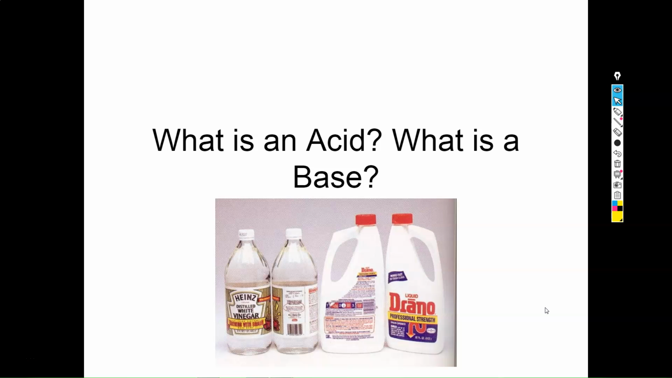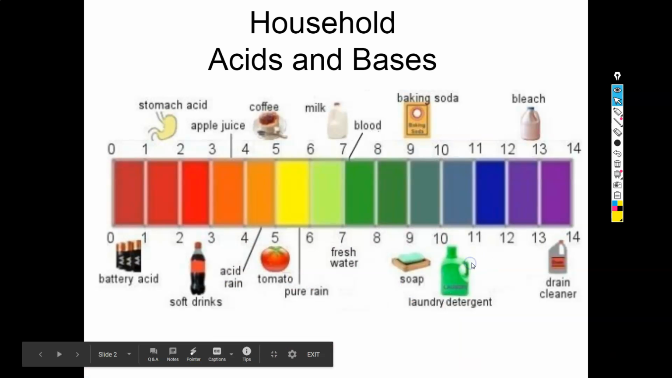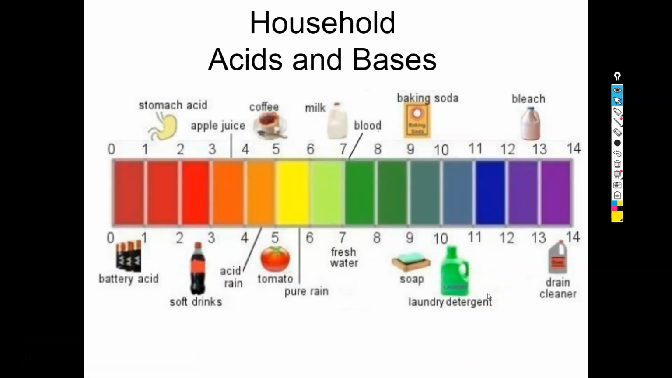Today we're going to be talking about what is an acid and what is a base. So the first thing you need to know is that acids and bases are found in our own houses. And as you can see, we can have acids in everything from our stomach to the things we drink, so inside batteries, milk, coffee. We can even have it in our soap, in our bleach, in our cleaners, and baking soda, so things that we cook with as well.